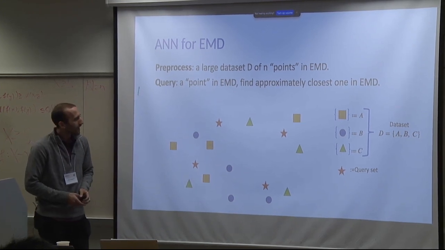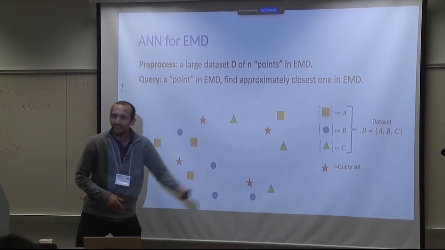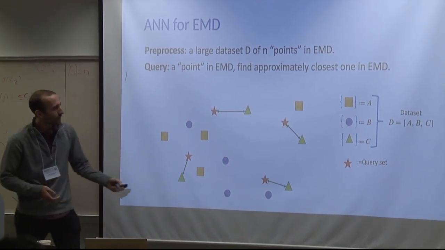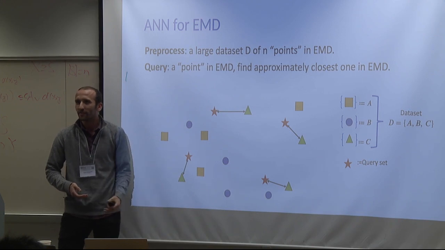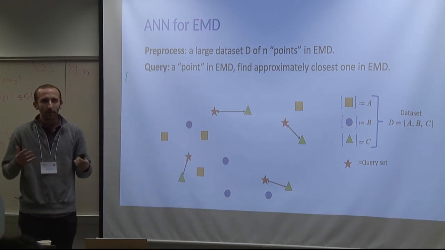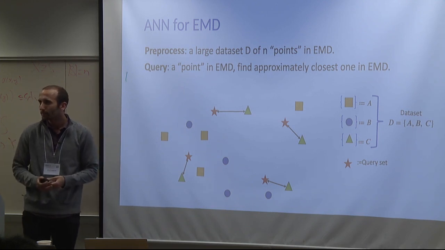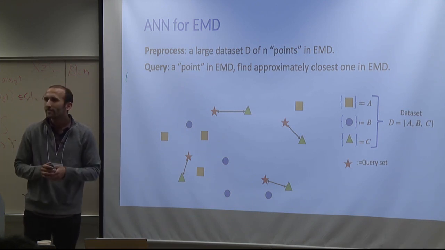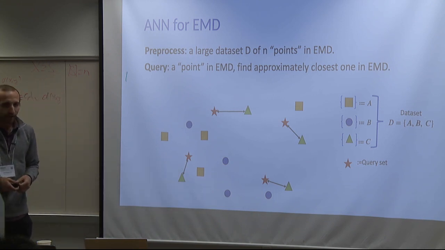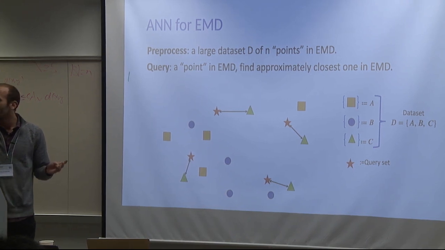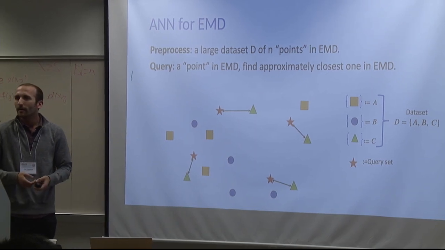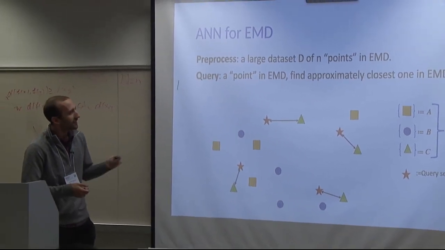In the future, I'm going to come with a query that is itself a set. These are the stars, and you haven't seen the query before. The goal is to find which one of my data set points was the closest, where the underlying distance itself has to go through this min-cost perfect matching. By the way, if there are any questions throughout, just feel free to stop me. Is the definition of the problem clear? It's really the same context that Sasha was talking about this morning, where the underlying metric is the EMD.